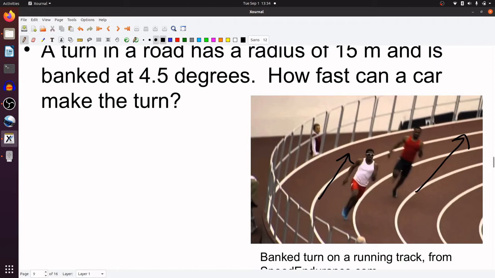Okay, so we're on a banked turn. All right, the best way to draw this is let's draw a ramp. And we're going to draw the back of a car. There's my ride. Okay, and then let's see if I can make this.